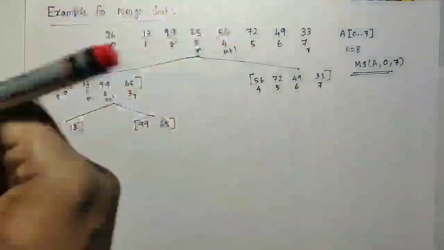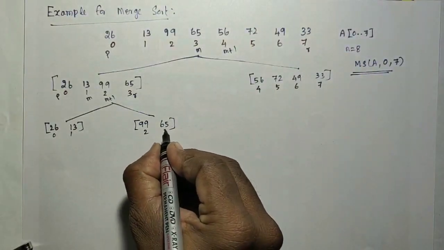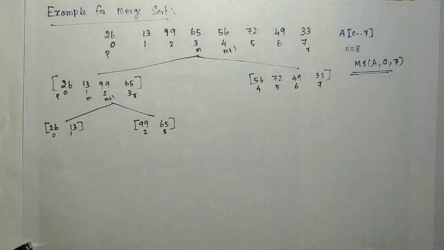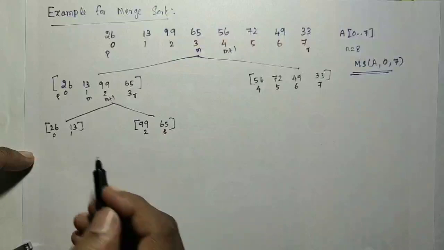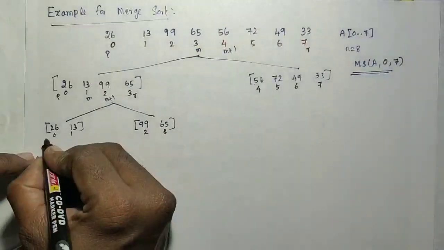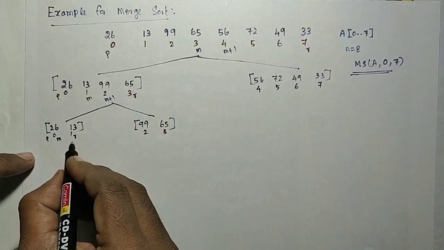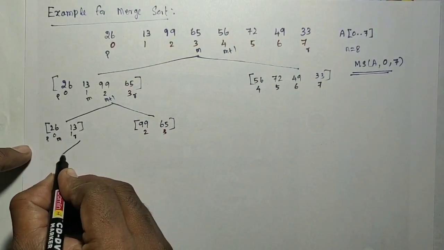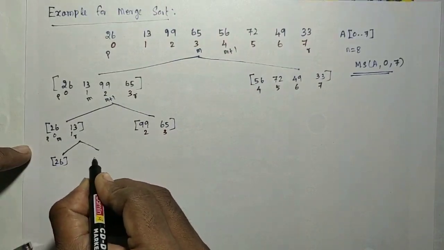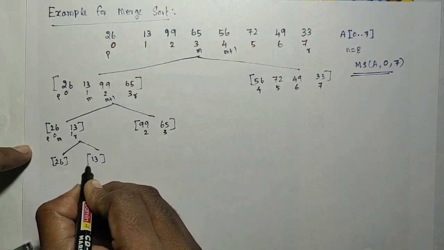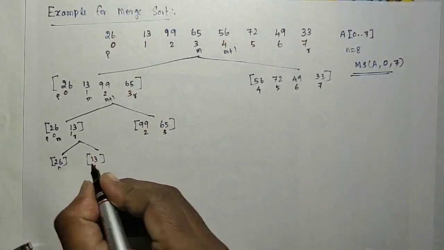The indices here are 0, 1, 2 and then 3. Now that we have split, I need to sort the first and second, then merge them. If I want to sort this, this is the p, this is the r and this is the m. I have to further split into two, so it will be split as 26 alone and 13 alone. The indices will be 0 and 1.